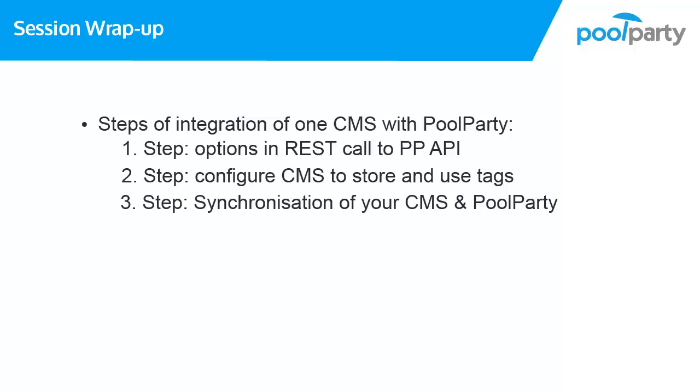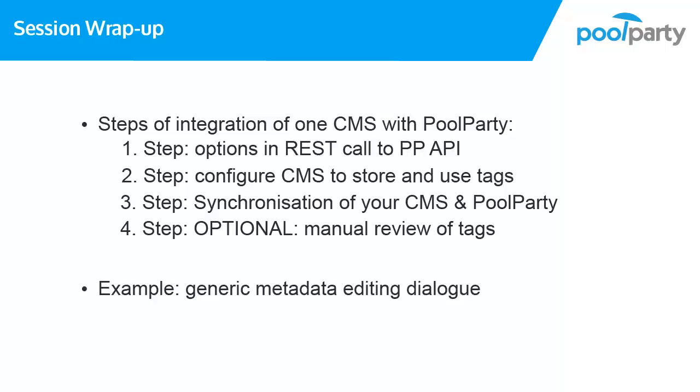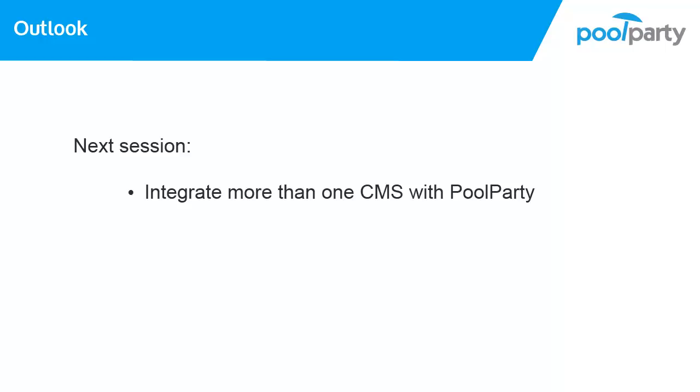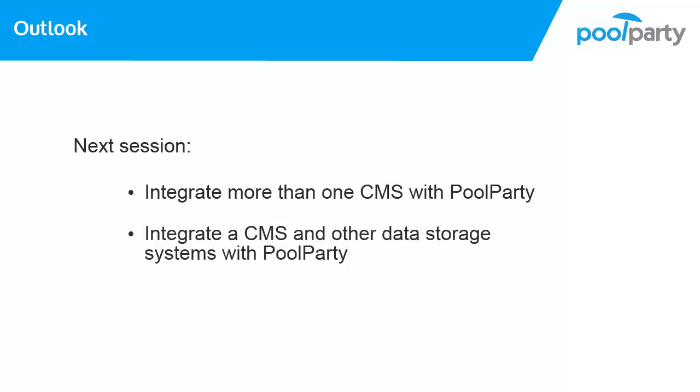We have also seen how you could include a manual review step of tags to create a semi-automatic or supervised PowerTagging workflow. As an example, we have taken a look at the generic metadata editing dialog and tried out some functionality that you could implement in such a dialog based on the PoolParty Thesaurus and PoolParty Extractor APIs. In the next session, we will talk about how you could integrate more than one content management system, or a content management system and other data storage systems, with PoolParty.